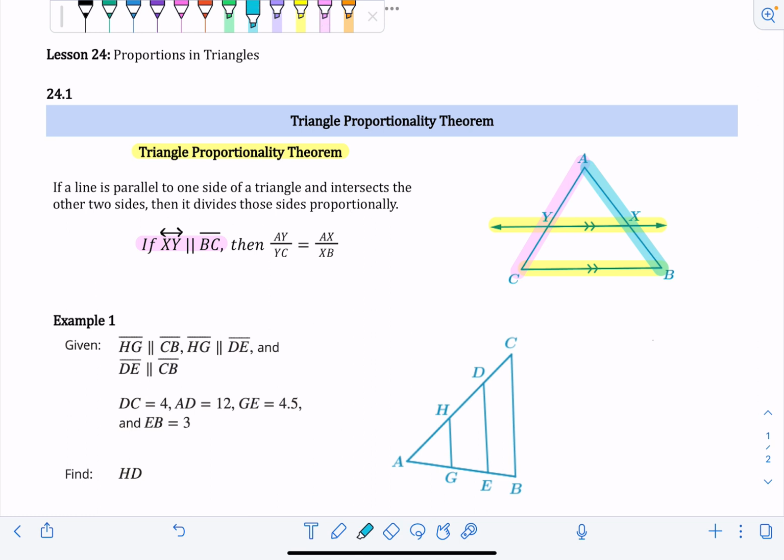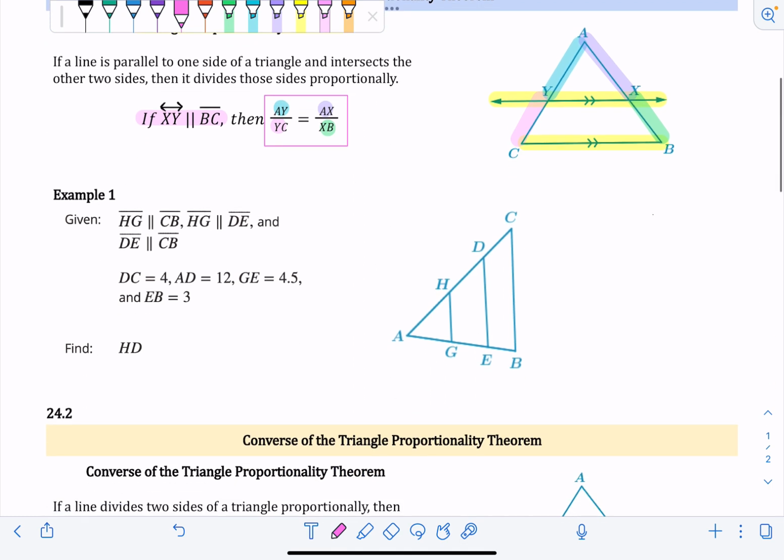Let me erase these. This says AY over YC is equal to, or proportional to, AX over XB. This comes in handy a lot of times if we have just one little missing piece of the triangle, because we can set up an equation in this exact form in order to solve for that missing piece. We can set up a proportion and cross multiply in order to find that missing value. That's what we're going to do in example 1.